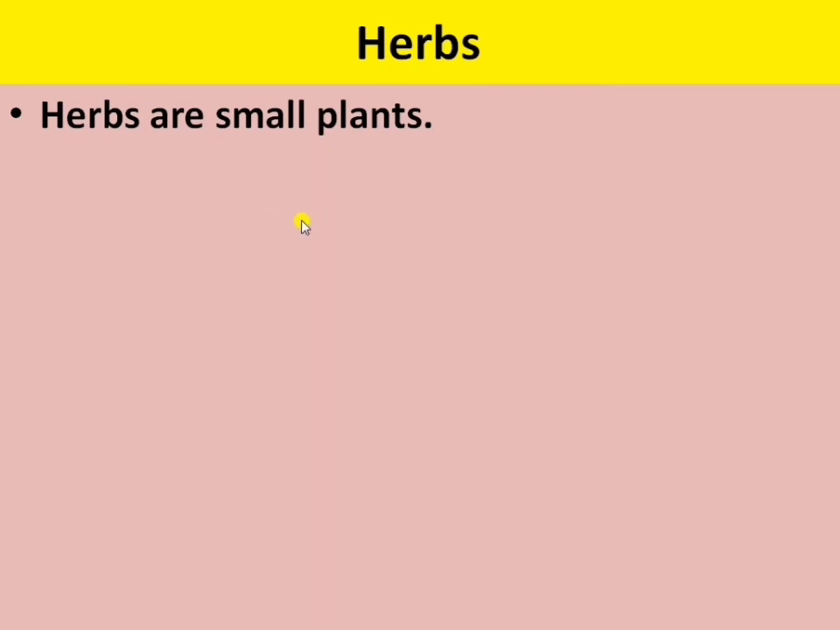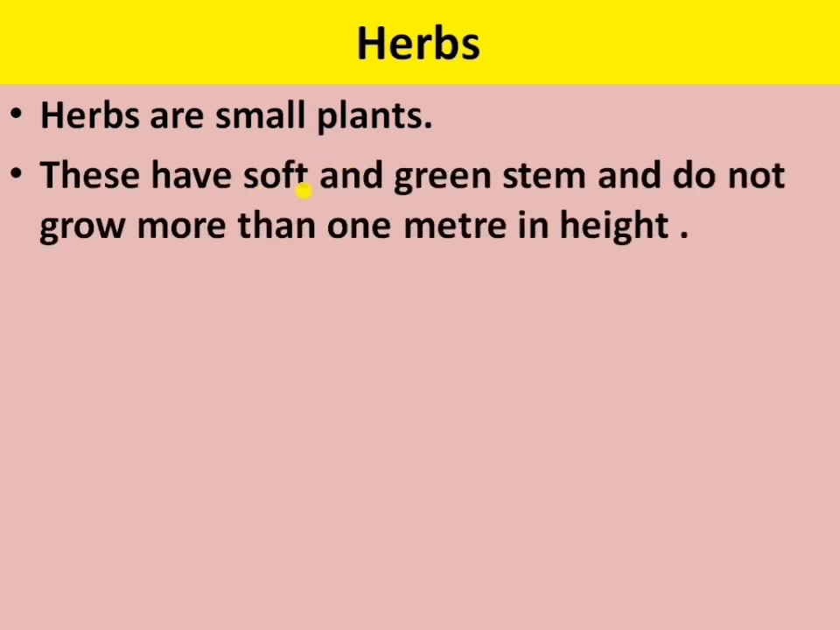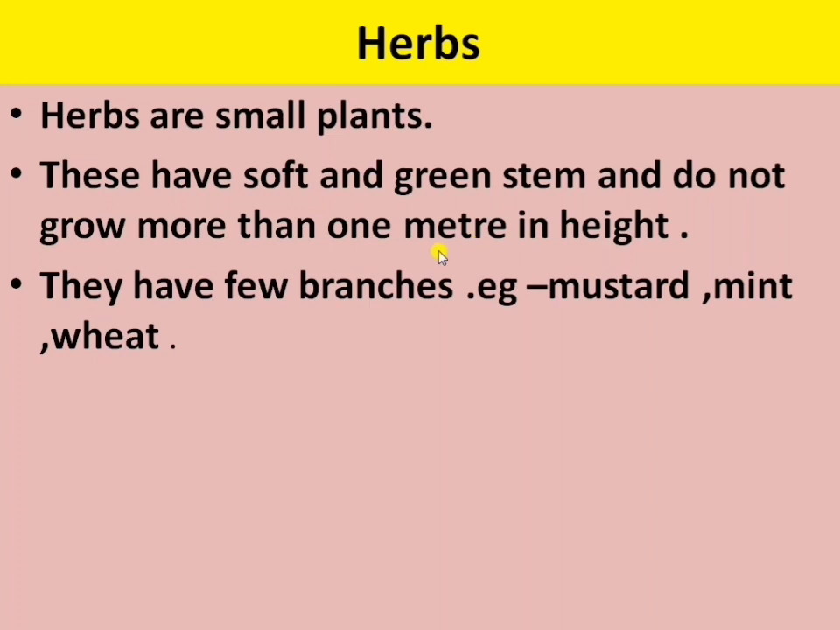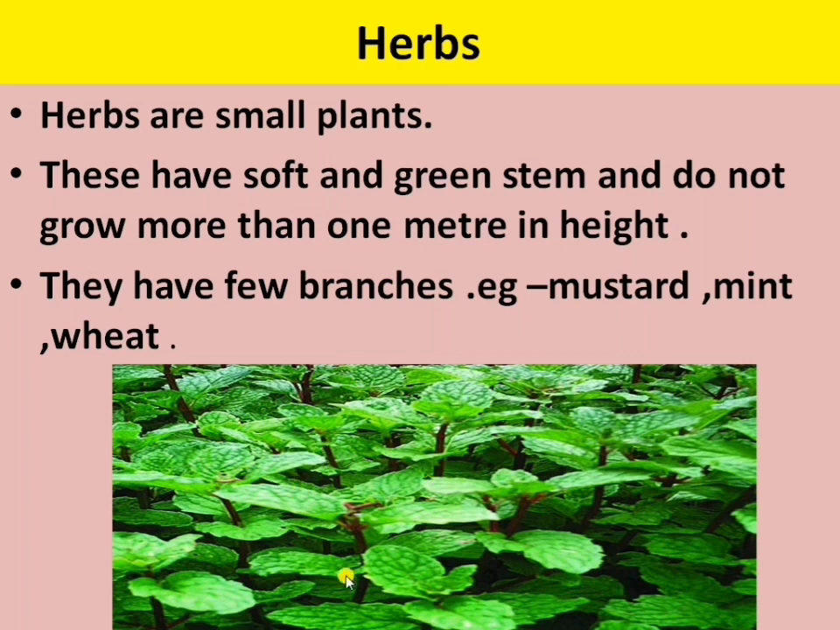According to the size and the nature of their stems, plants can be classified as herbs, shrubs and trees. First is herbs. Herbs are small plants. They have soft and green stems and do not grow more than 1 meter in height. They have few branches. Examples of herbs are mustard, mint, wheat, coriander and balsam. As you can see in this picture, this herb is mint.